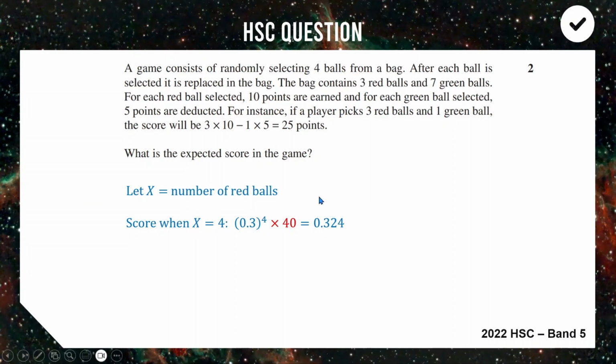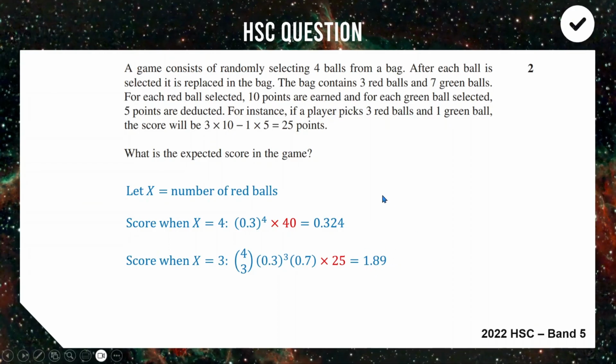Okay, now let's think about when X is equal to 3. So we get 3 red balls. So we have the 30% chance happening 3 times, which means we have the 70% chance happening once, multiplying this by the number of arrangements of 3 in 4 options, so 4C3. This is 3 red balls. That would be getting us 10 points 3 times, and then it would be losing us 5 points once. So 10 plus 10 plus 10, take away 5, is 25. So our outcome would be 25. So we're doing probability times outcome, getting us an expected value of 1.89.